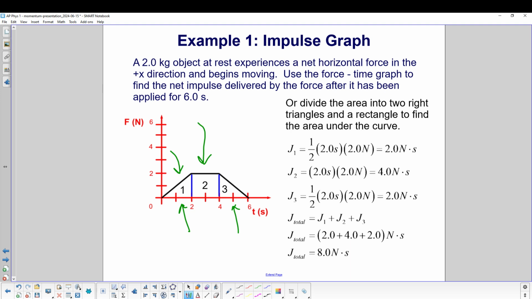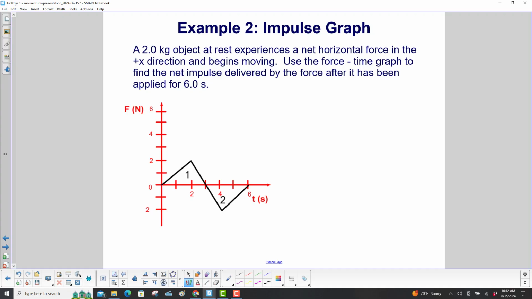We then go for area 2. That's going to be height times base, so that's 2 seconds times 2 newtons, 4 newton seconds. And finally we have 3, and it's got the same geometry, just reversed a little bit, same numbers, and we get 2 newton seconds. We then add all 3 of them together, and we get the same answer as the trapezoid. 8 newton seconds is the impulse after 6 seconds have gone by.